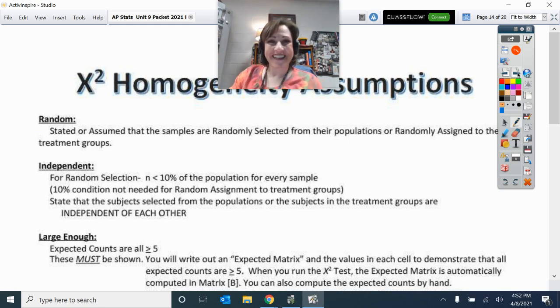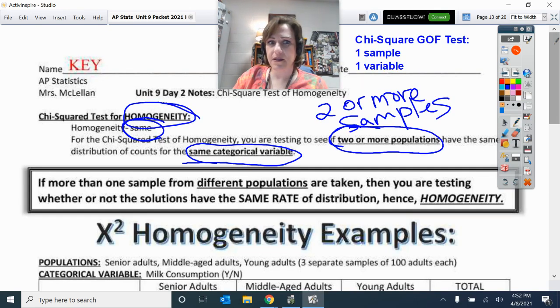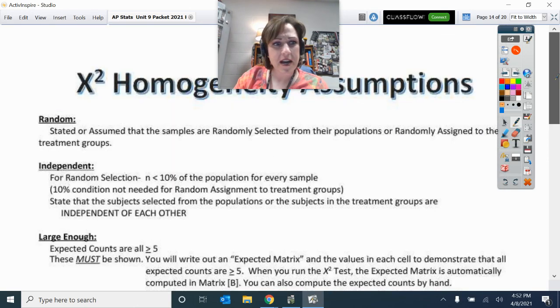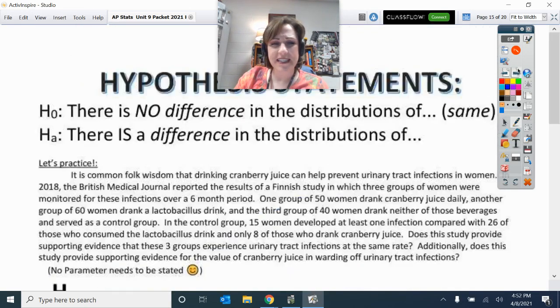So here are the assumptions that we are doing. So, wait, did I state what the null hypothesis and alternative hypothesis are? I'm going to find that for you real quick, because it seems strange that I didn't write that there. So on the next page, the null hypothesis is that there is no difference in the distributions between the 3 populations. They're the same, or however many populations, okay? And then, of course, HA is there is a difference in the rates among those 3 populations.